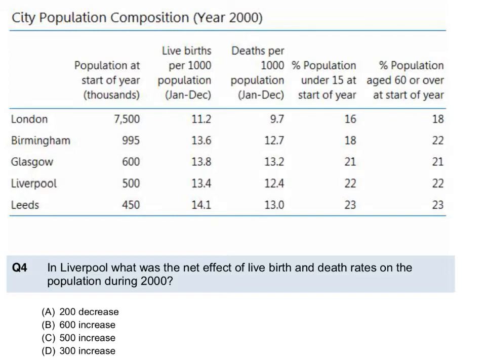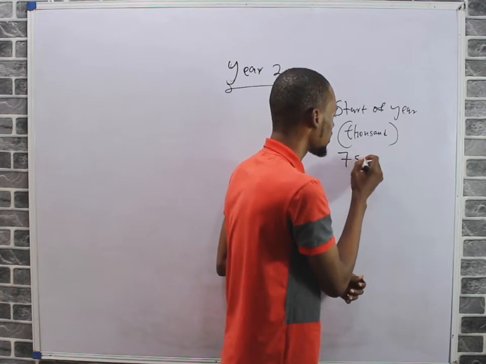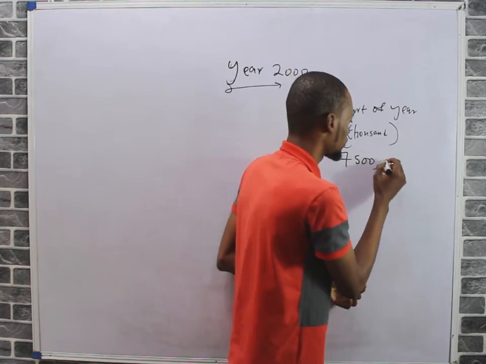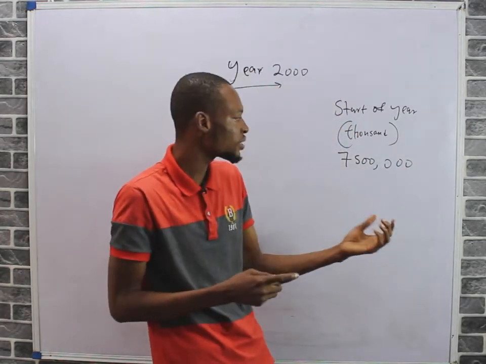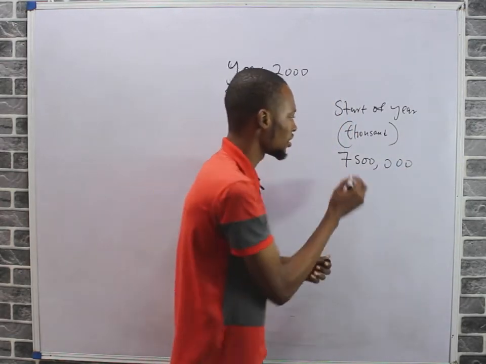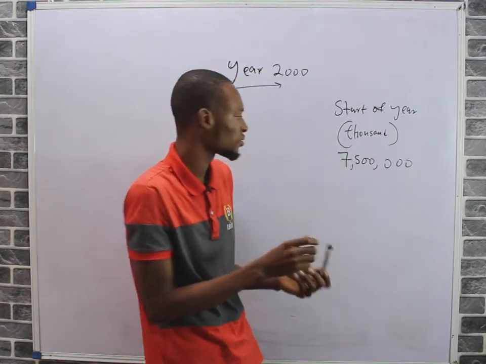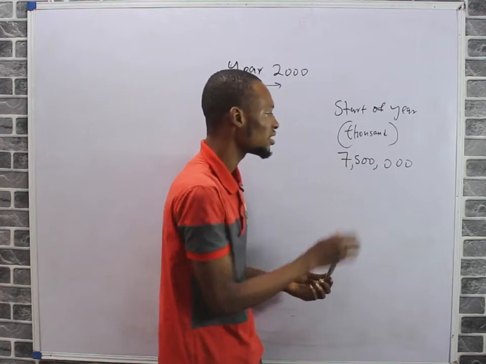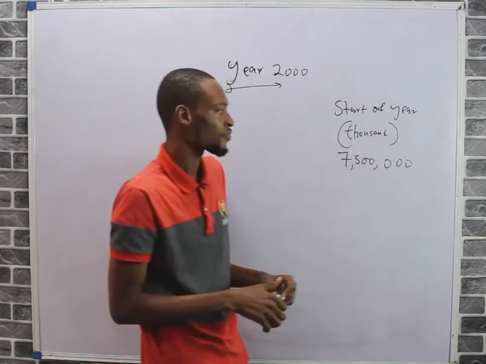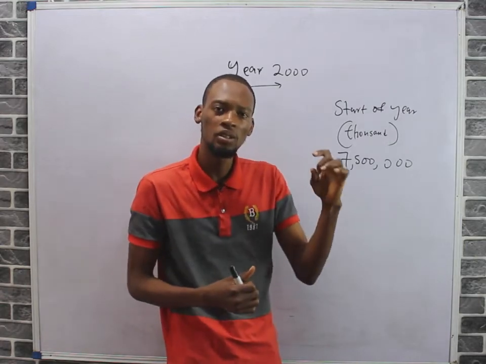What this simply means is that any value that you see, they are in thousands, add 0. For example, the first city there, you can see that it is London, and you can see 7,500. This means the population there at the start of the year is 7,500 thousand, which means addition of 3 zeros. This means that it is 7.5 million, 7,500,000. That is the population of London.